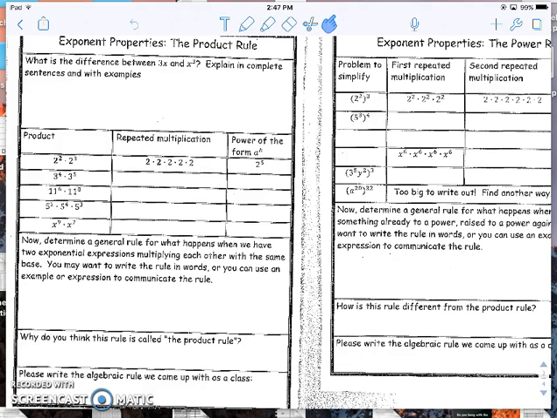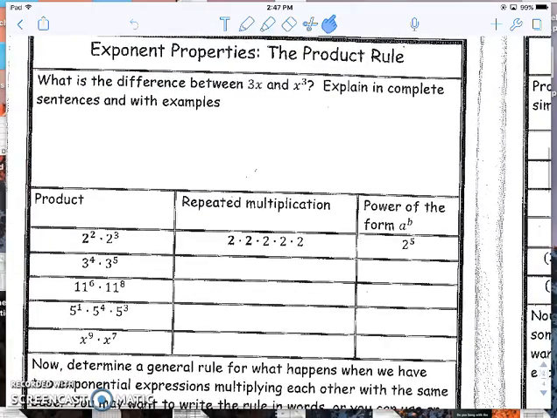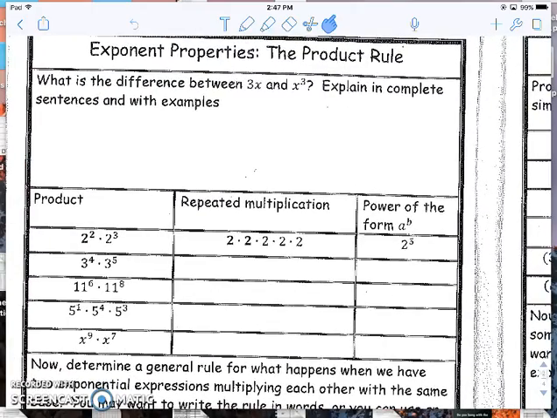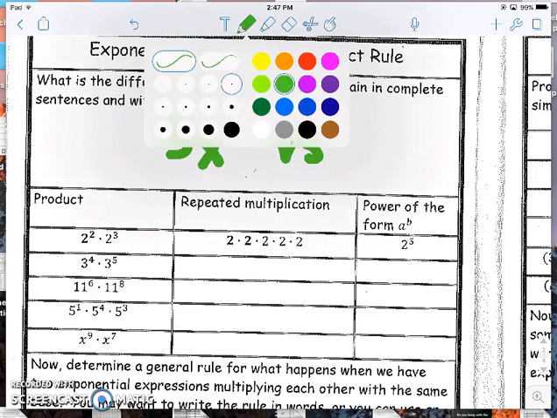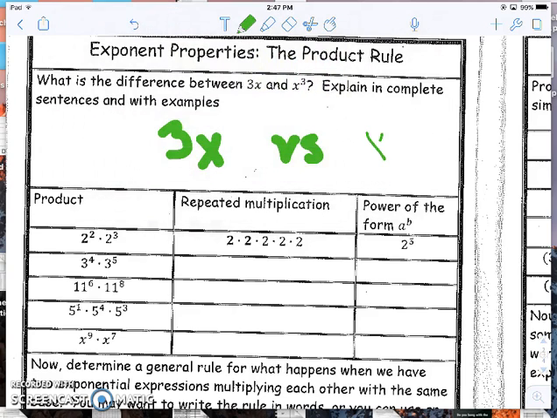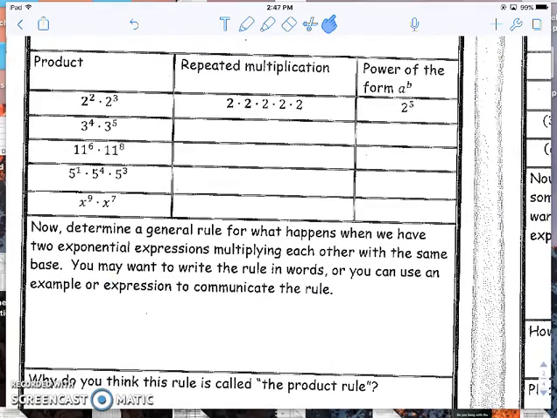products, exponents, and the product rule. What is the difference between these? Well, you could say in words, or you might use mathematical expressions. So 3x versus x times x times x, because x to the power of 3 means you write it out 3 times. So when we take a look at these, repeated multiplication, 2 squared, we have 2 of them, and then 3.